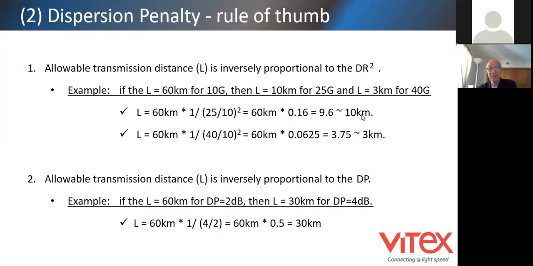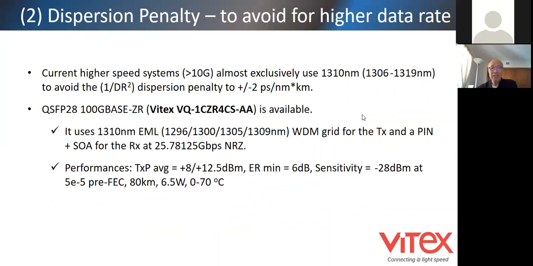It's a big difference. This is why for all the high-speed links, namely above 10G, like 25G and then going to PAM and so forth, people almost exclusively use 1310 nanometer, right? You can see right here why they want to do that, because they want to avoid the penalty, to keep the dispersion penalty to plus or minus 2 picoseconds per nanometer and kilometer, right?